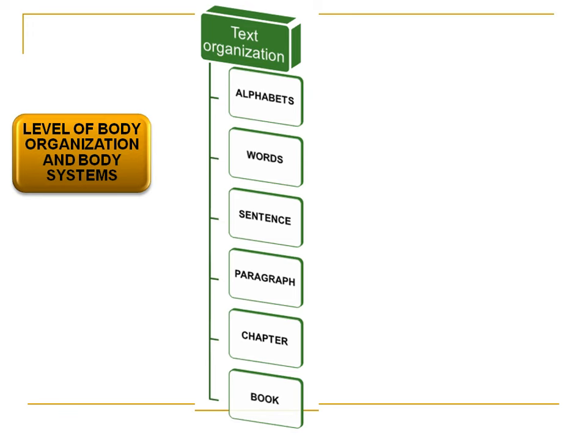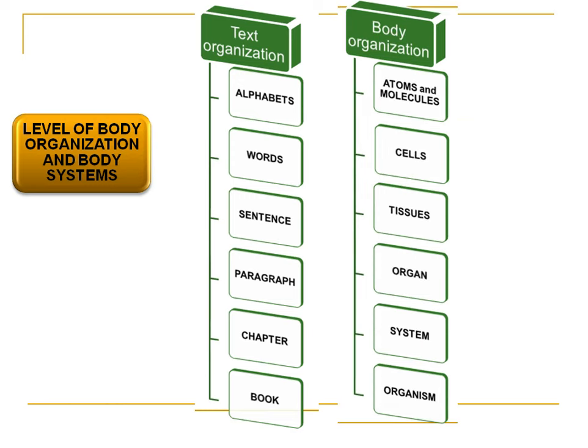Now we are going to talk about how the human body is actually formed. What is the level of organization of a human body? Till now we studied how the human body is studied under the different branches or subdivisions of anatomy. When you see a book, how the text is organized, every book starts from an alphabet. The alphabet combines to form words, words combine to form sentences, sentences combine to form paragraphs, paragraphs combine to form chapters, and finally the chapters are compiled to form a book. This is the arrangement of a book, and similar is the topography of the human body.